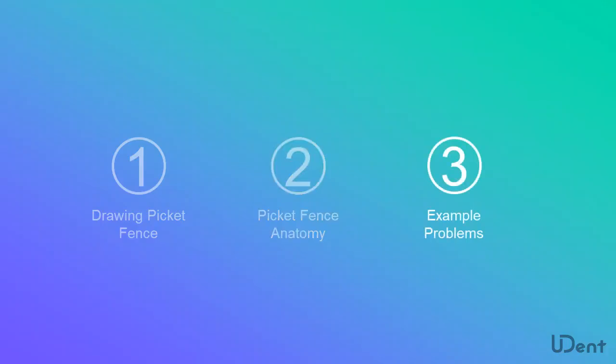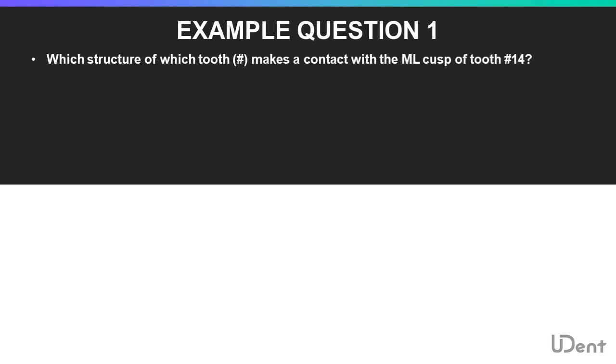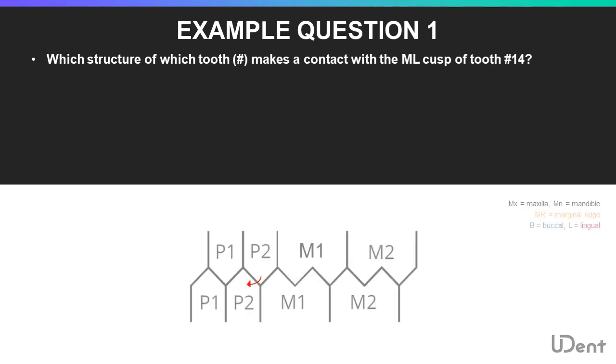Lastly, we will go over some example problems. Example question 1. Which structure of which tooth makes a contact with the mesial lingual, or the ML, cusp of tooth number 14? Before answering these questions, we should draw the picket fence first. Then, we can ask ourselves the following 3 questions.